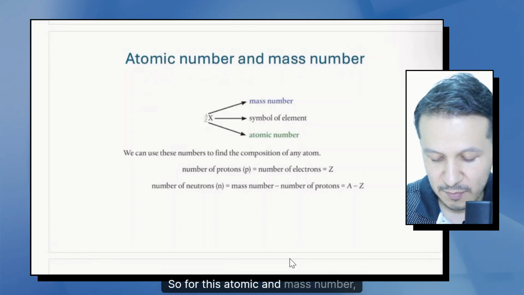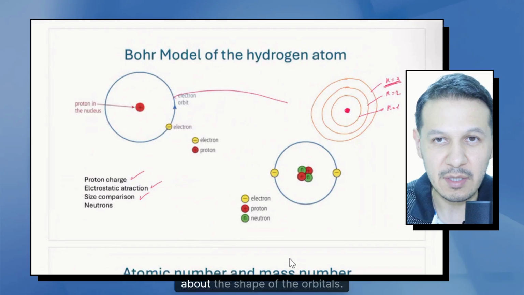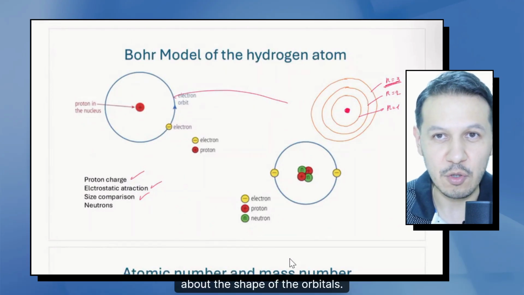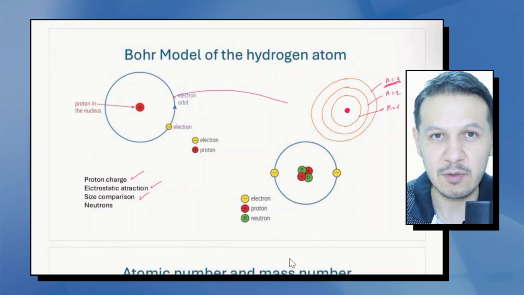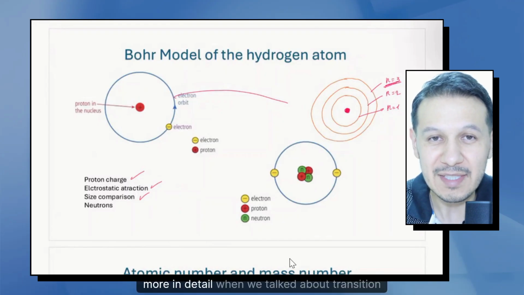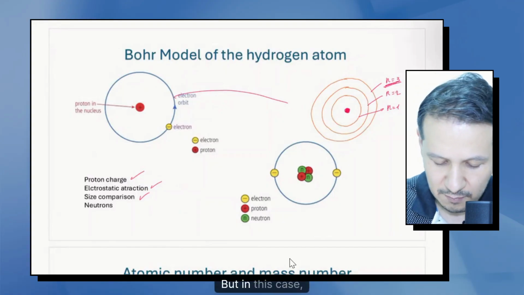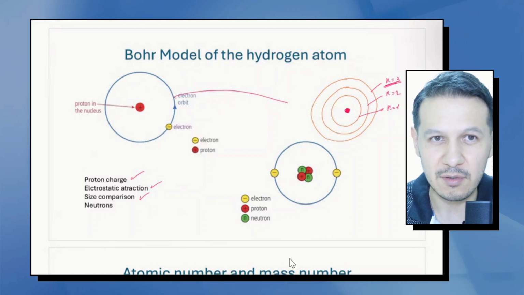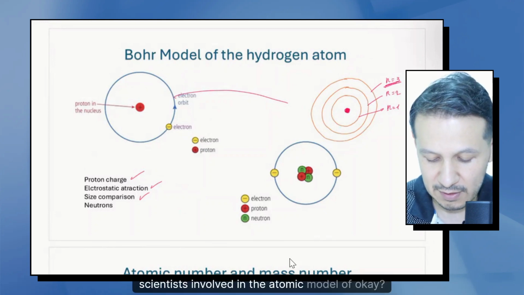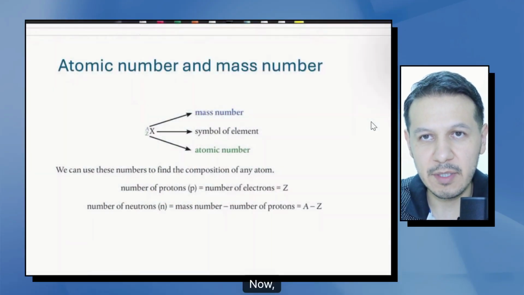So for this atomic and mass number, we don't need to study more orbitals or the shape of the orbitals. The current model of the atom is something we will explain in more detail when we talk about transition metals and hybridization. But in this case, this is what we need to know, and those are the theories, the three scientists involved in the atomic model. We will talk about atomic number and mass number now.